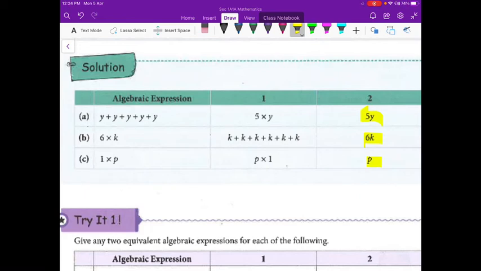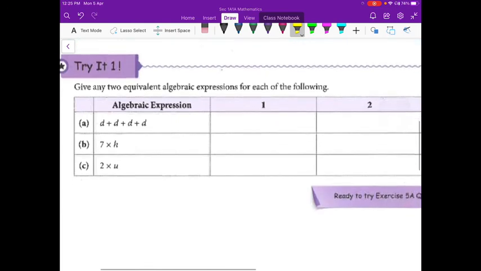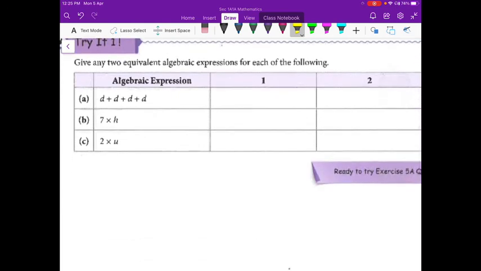Okay, so 6 times of k. They are telling you there are 6 of them. 6 of what? 6 of k. k plus k plus k plus k plus k plus k. Okay, any issues? Simple? Everything okay? So 1 times of p, you can write it as p times 1. Doesn't matter. Let's try the next table.